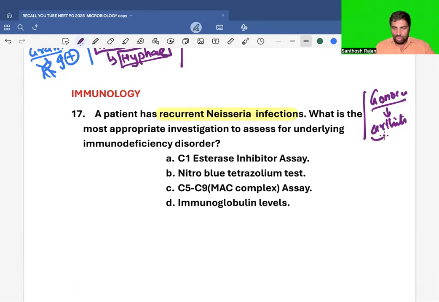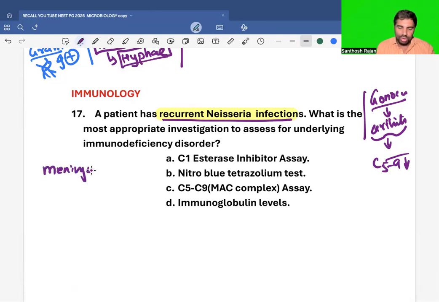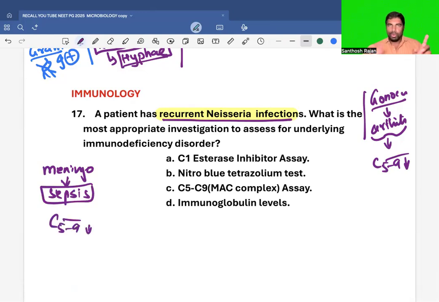That is also the same thing, because whenever you have C5 to C9 complement deficiency, or meningococcus, it is Neisseria recurrent. In meningococcus, you can get so many diseases like Waterhouse-Friderichsen syndrome and purpura fulminans when it goes to sepsis. This also happens when you have C5 to C9 deficiency. So either way, with Neisseria, the reason for severe infection is decrease in the complement, that is C5 to C9, the MAC complex. We call it the MAC complex. So that is your answer.